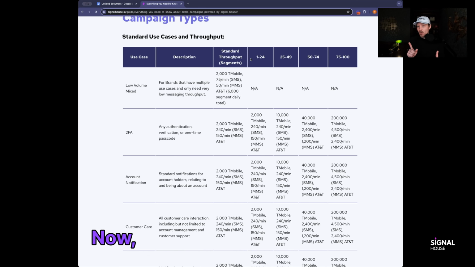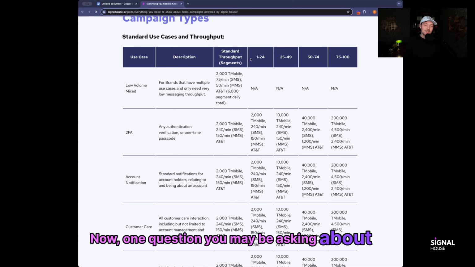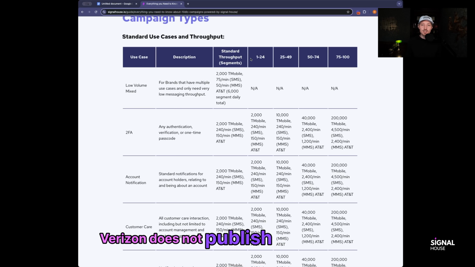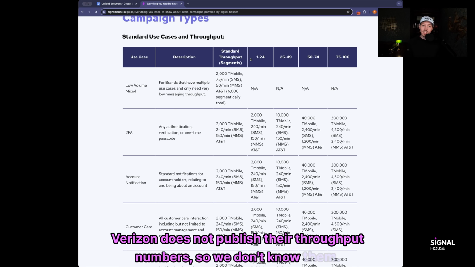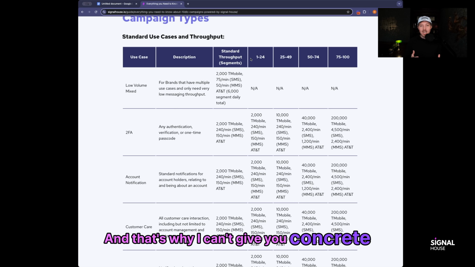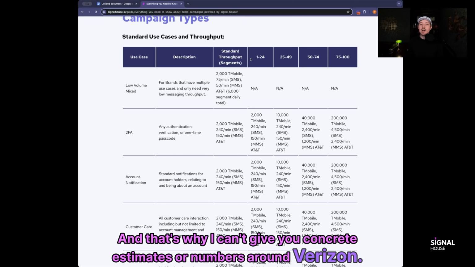Now, one question you may be asking about is Verizon. Verizon does not publish their throughput numbers, so we don't know them. And that's why I can't give you concrete estimates or numbers around Verizon.